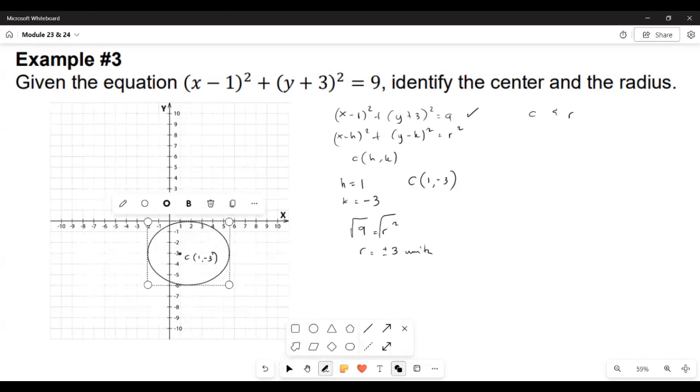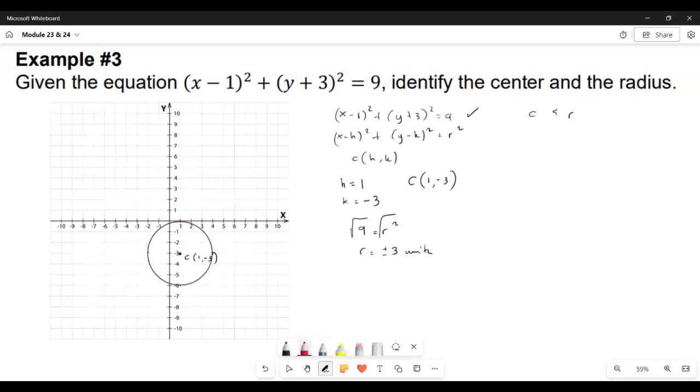So now ito yung ating (x − 1) squared plus (y + 3) squared is equal to 9. r is equal to 3. Okay? So I hope clear ang ating example number 3. So ito yung sagot natin.